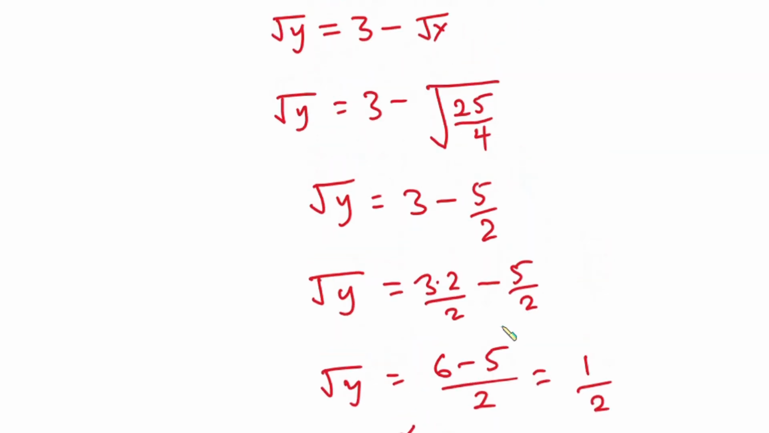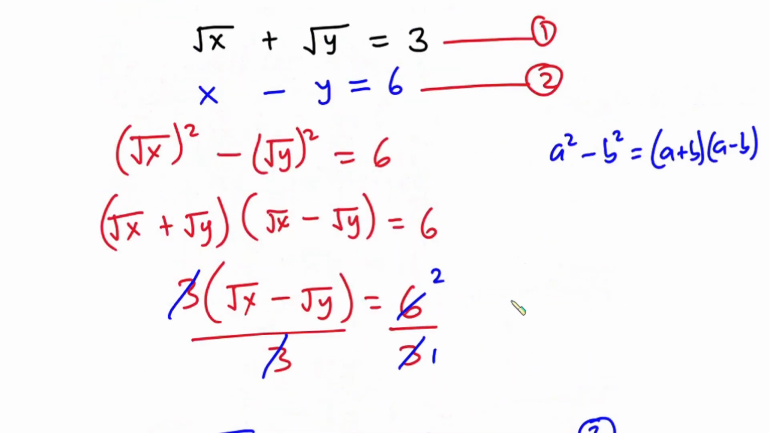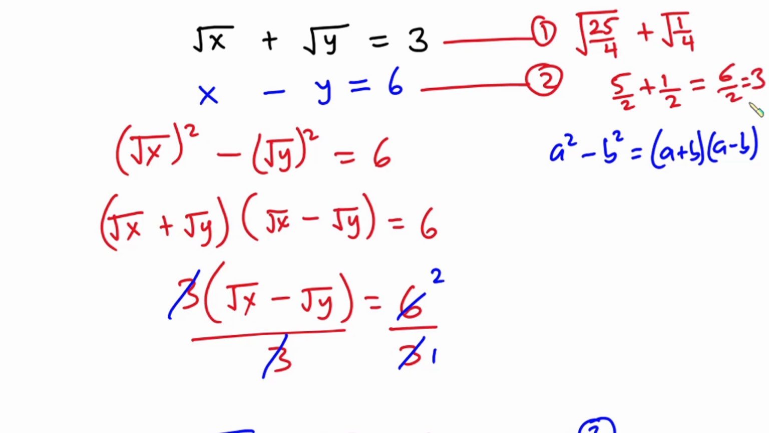So now that we know the value of y and the value of x, let's go ahead and test whether they satisfy the equations. Okay, from equation 1, we have square root of x, and x is known to be 25 over 4, plus square root of y, and y is 1 over 4. Square root of 25 over 4 is 5 over 2, then plus 1 over 2. Now, simplifying this, we have 6 over 2, which is equal to 3. Alright, so these values satisfy this equation.